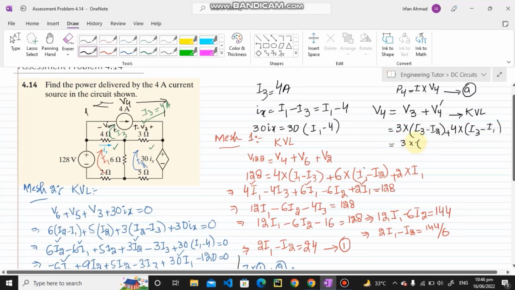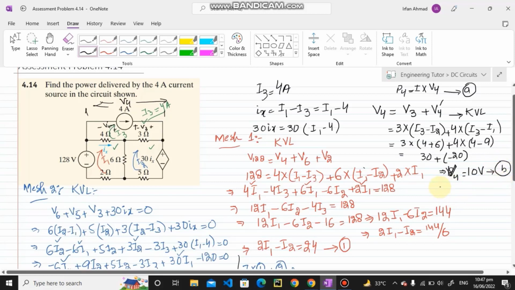So 3 multiplied by I3, that is 4, minus I2, that is minus 6, so 4 plus 6 is 10. Similarly, 4 multiplied by I3 minus I1, where I1 is 9. So 3 into 10 is 30, plus this is basically minus 5, and minus 5 multiplied by 4 is minus 20. Okay, so I will get V4 here as 30 minus 20, which is 10 volts. So this is V4, and let me call it equation B.